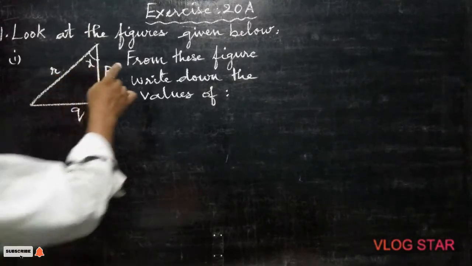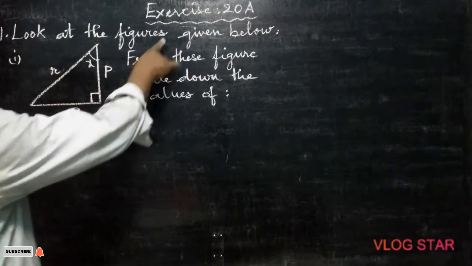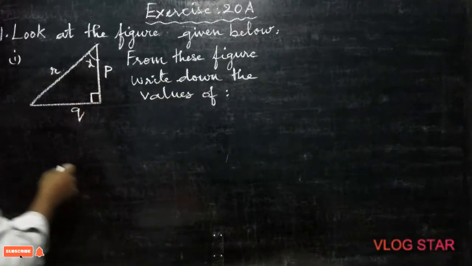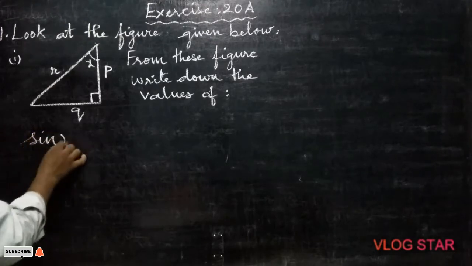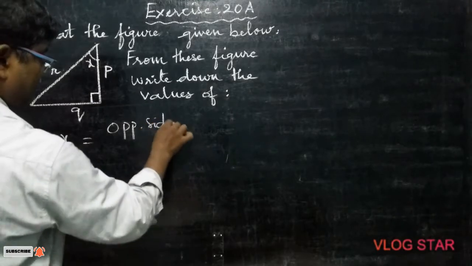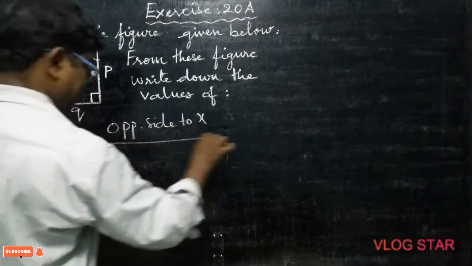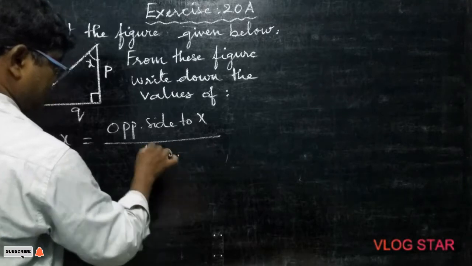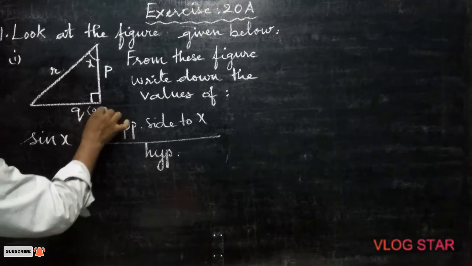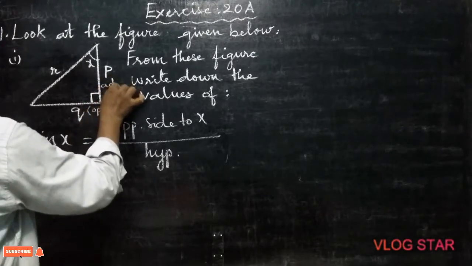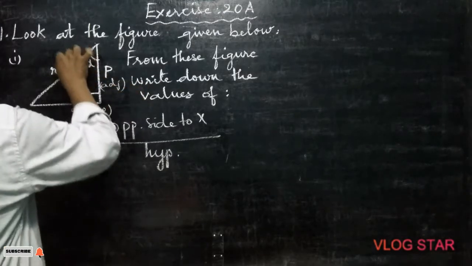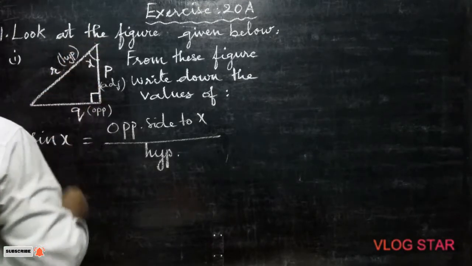Now exercise 28. Look at the figure given below. From this figure they are asking to write down the values of sin x. Sin x means what I told you? Opposite side to x by hypotenuse. Able to follow? Which one is opposite? Quite opposite. This is the opposite side. This is the adjacent side. The side opposite the 90 degrees is called the hypotenuse. So keep in mind these three.